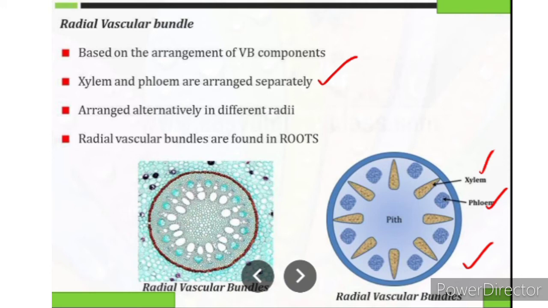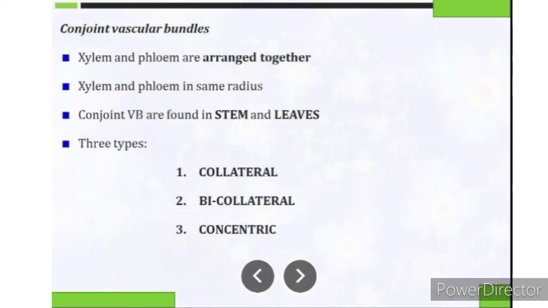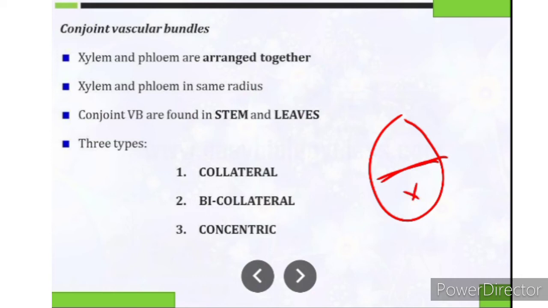Such radial type of vascular bundles are mainly found in case of your roots. In the root anatomical structure, we found the radial type of vascular arrangement. Then we'll discuss the conjoint vascular bundles. In conjoint vascular bundles, xylem and phloem are arranged together in a bundle, and they are present in the same radius.